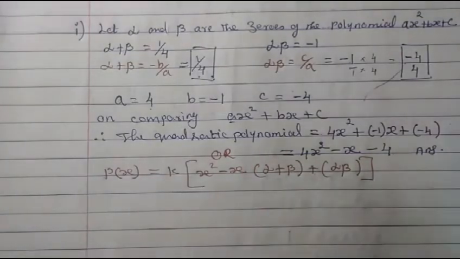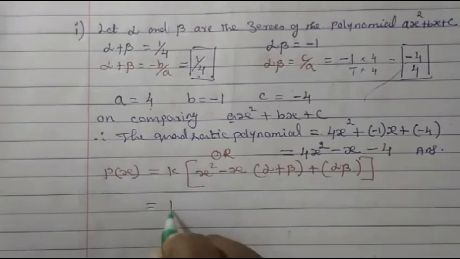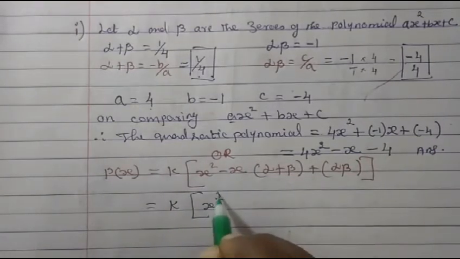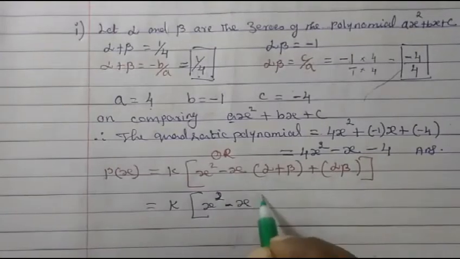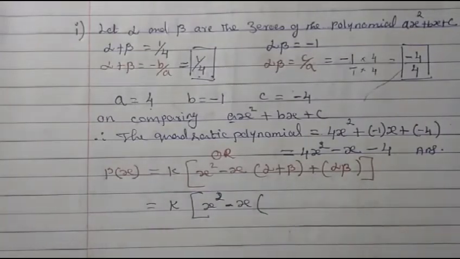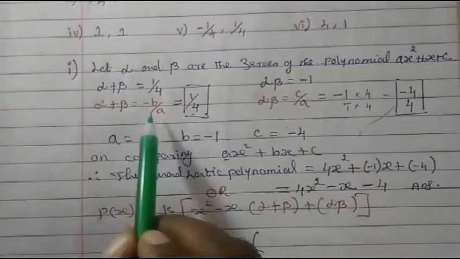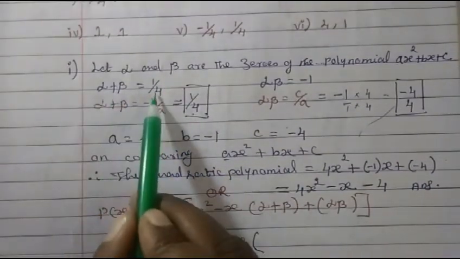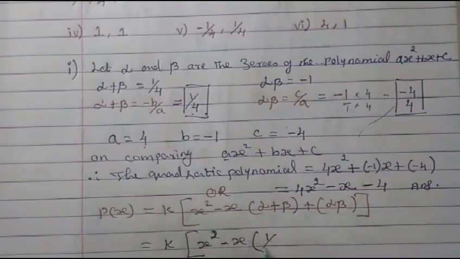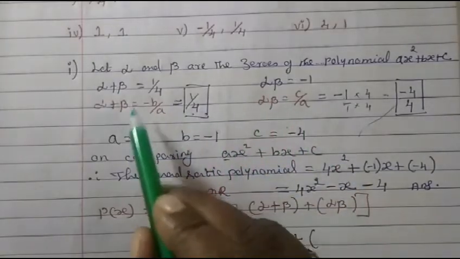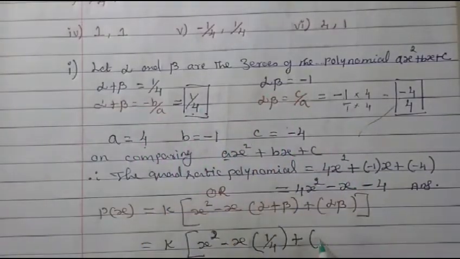So here you have k as it is, so we write x square as it is, minus x times the sum of the zeros. What is the sum of the zeros we have? The sum of the zeros is 1/4, so 1/4, and this plus as it is. Now what product is given to us? The product is minus 1.